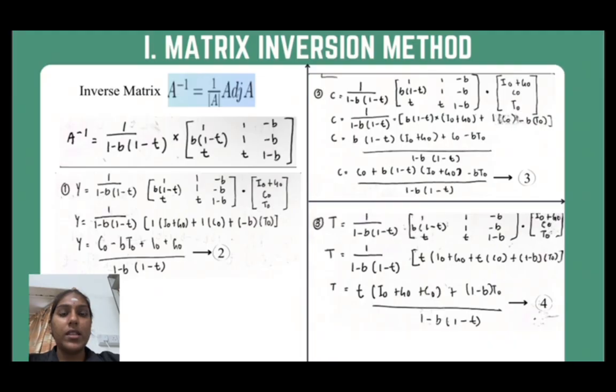So by combining these terms and rearranging for clarity, we arrive at the final expression for Y, which is C sub 0 minus B T sub 0 plus B times I sub 0 plus G sub 0, divided by 1 minus B times 1 minus T. Next, we find C, which is labeled as equation 3.